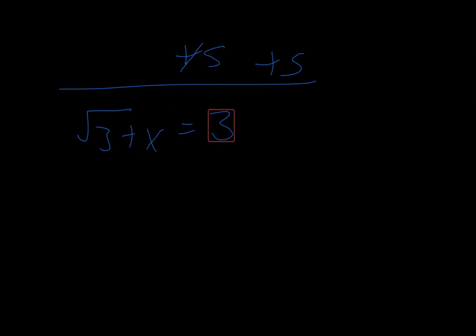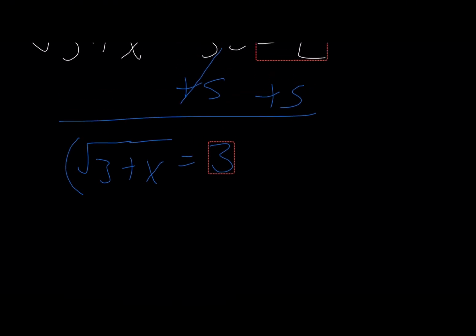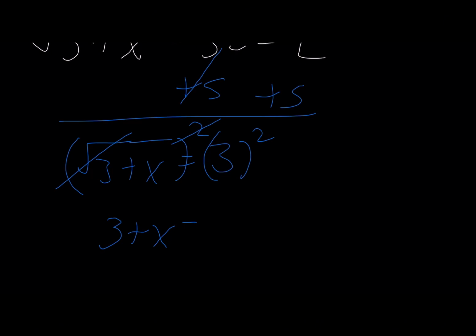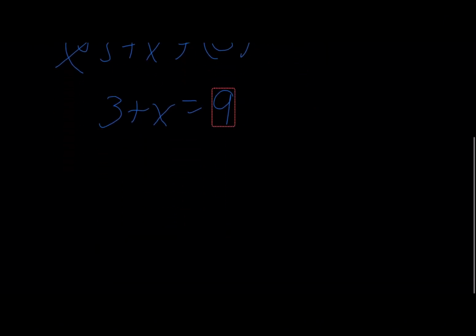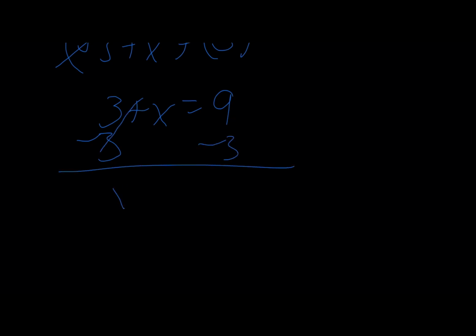Now we have the square root isolated, so now we have to square both sides to get rid of the square root. So now we're left with 3 plus x is equal to 3 squared, which is the same thing as 9. And now we just regularly solve for x, so minus 3 on both sides. So now we have x is equal to 6. And that would be your answer.